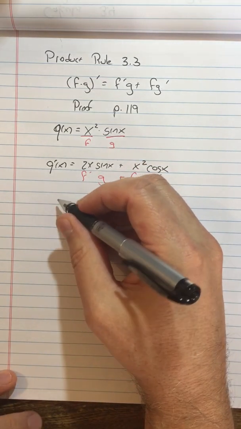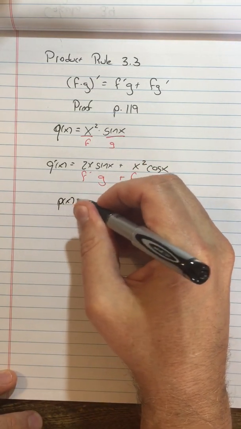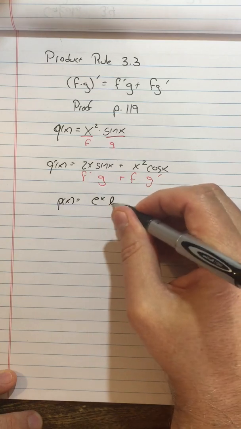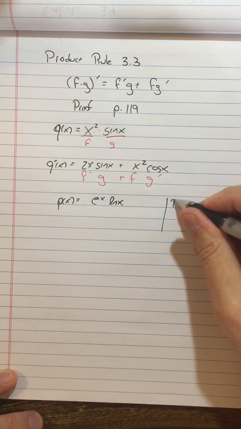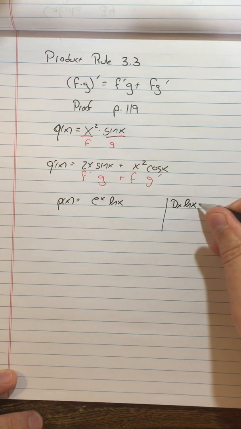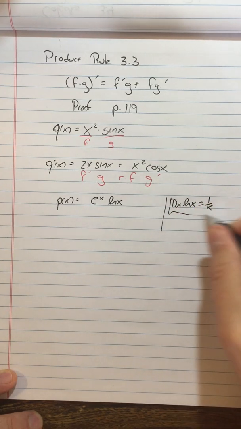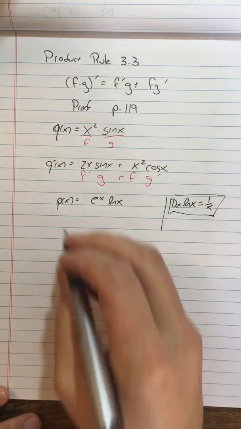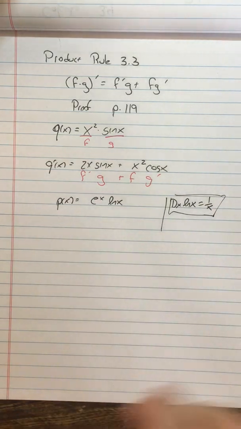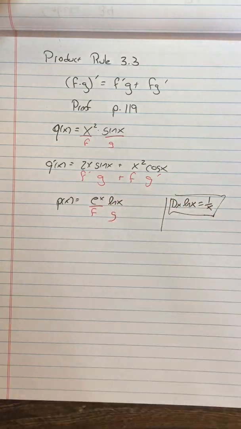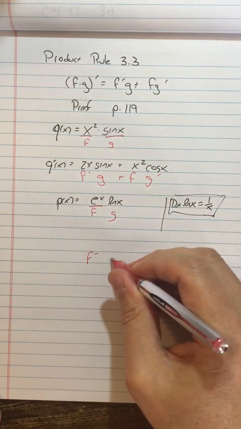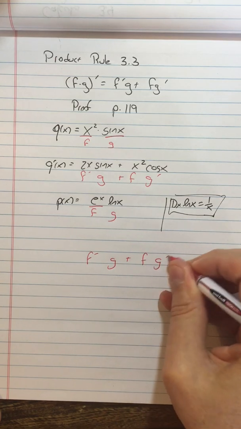Okay, what if I had p(x) = e^x times ln x? Remember, by the way, because I've only mentioned it once, that the derivative of ln x is 1 over x. This is something you just want to know. So then identify your f and your g. Here's f, here's g. So we have f'g + fg'.